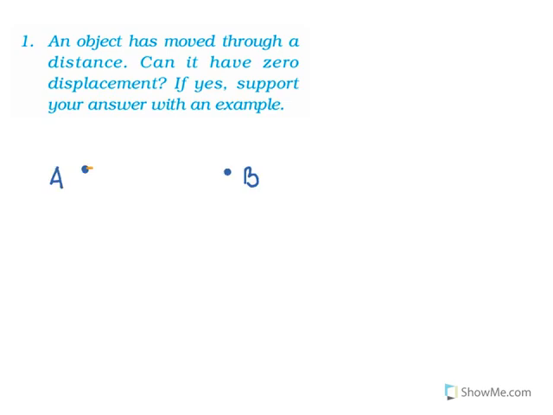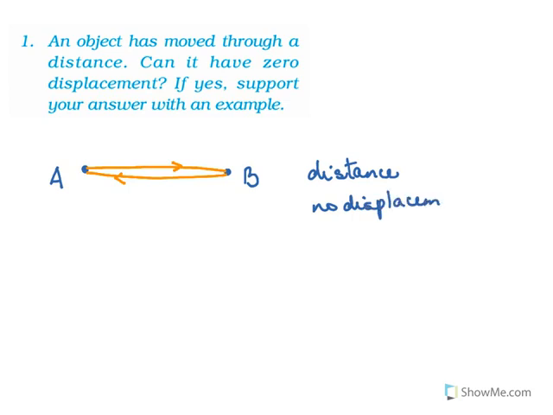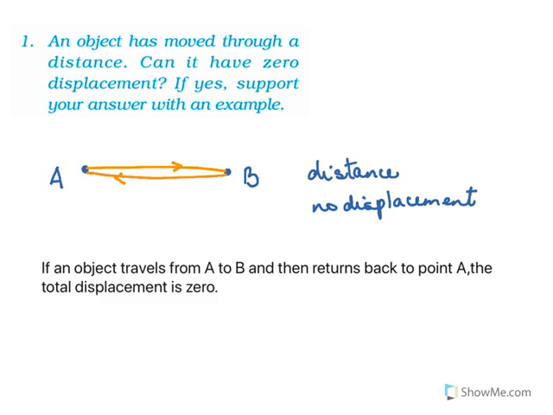If an object from A travels to B and then returns back to A, it will have covered a distance, but there will be no displacement because the object has returned back to its original position. So if an object travels from A to B and then returns back to A, the total displacement is 0.